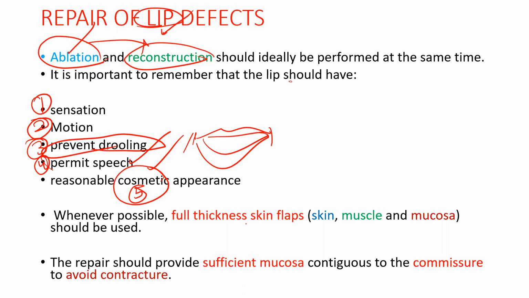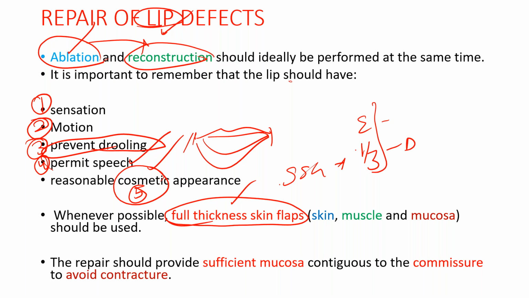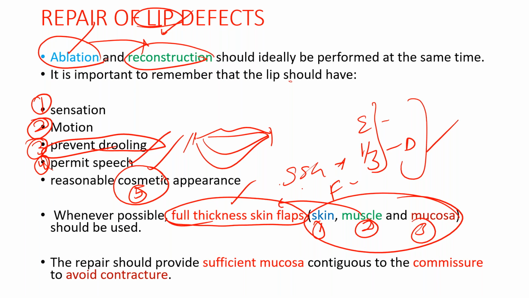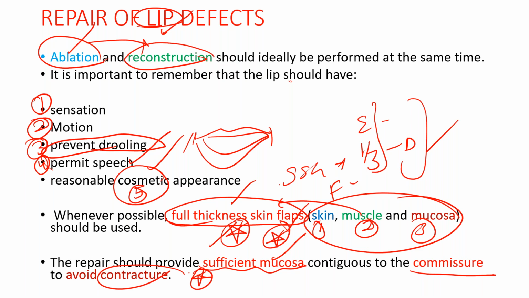Whenever possible, you should go for full thickness skin flaps, partial thickness or full thickness. A split skin graft has 1/3 of the dermis and complete epidermis. Full thickness means the complete dermis is also involved. That is, you should have skin, muscle, and mucosa. These are called full thickness skin flaps. You should provide sufficient mucosa along with the commissure to avoid contractures. If you do not do proper surgery, it leads to contractures of the lip.